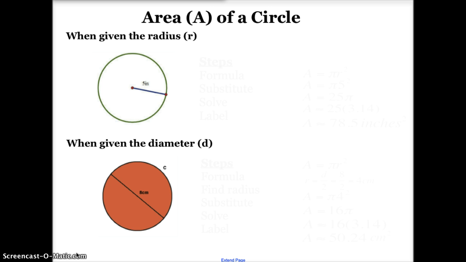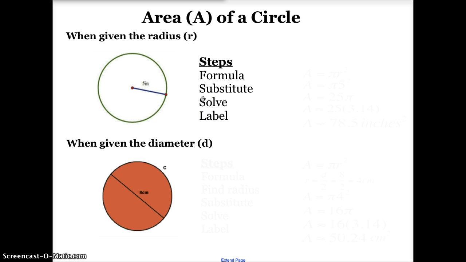The first problem we're going to solve is one where I'm given the radius and I have to find the area of that circle. Now when I do that, I need to follow a few steps. The first step is I'm going to write the formula down, and that's going to be given to you in your MCA test. After I do that, I'm going to substitute the value of the radius in for r. In this picture, my radius is 5, so I'm going to substitute 5 in for r.